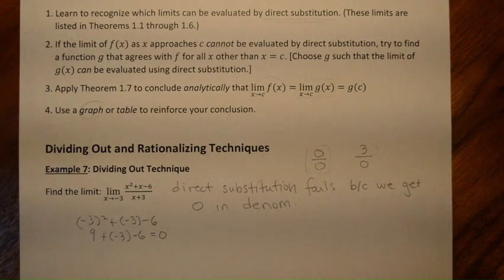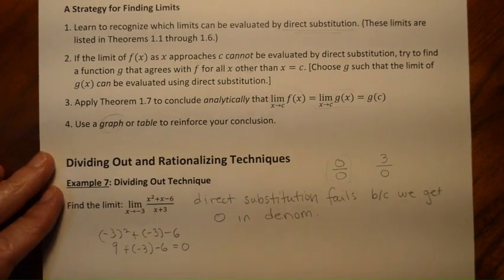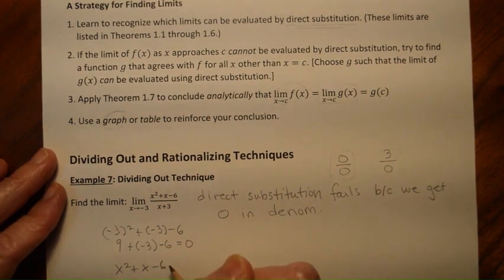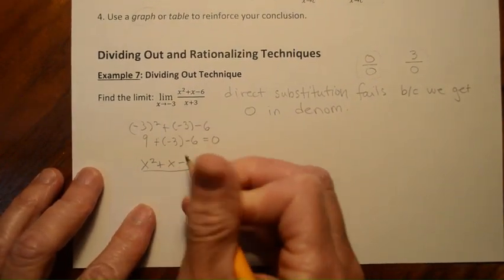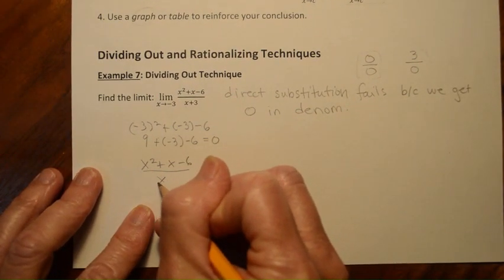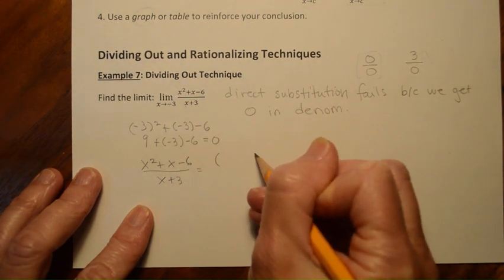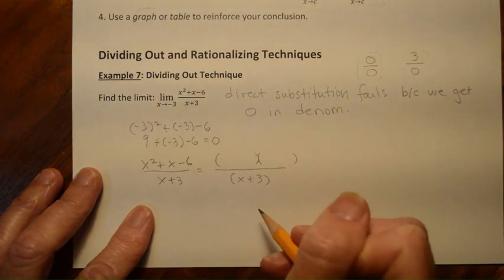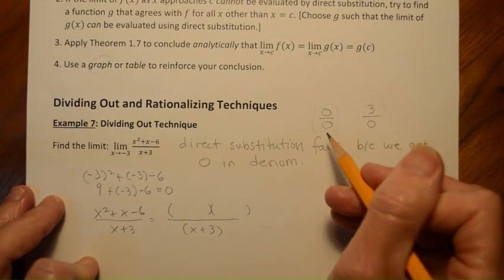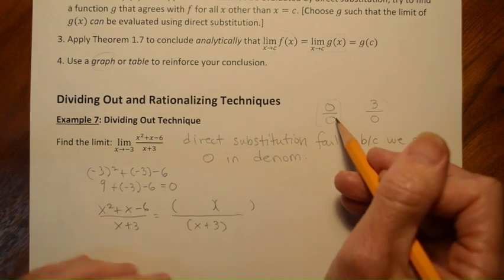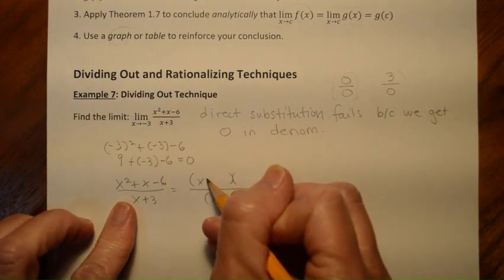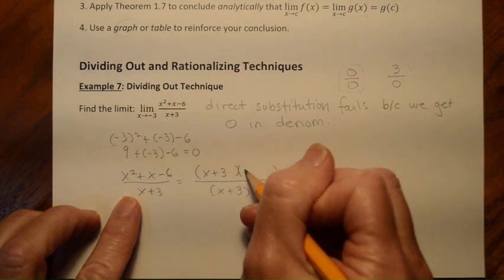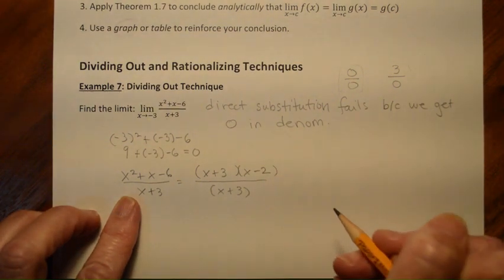Okay, so then let's try the dividing out or factoring technique. If I take x squared plus x minus 6 over x plus 3, I'm going to factor the numerator, and then I've got this. Again, that 0 over 0 is indicative that they share a common 0, or in this case, a common factor. So we probably should end up getting x plus 3 as one of the factors, and in fact, x minus 2 will be the other one.